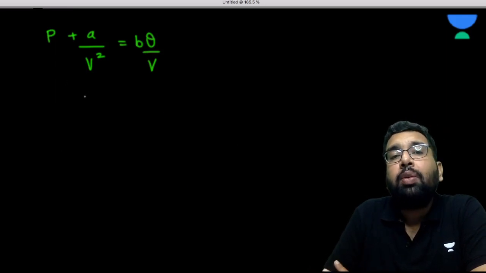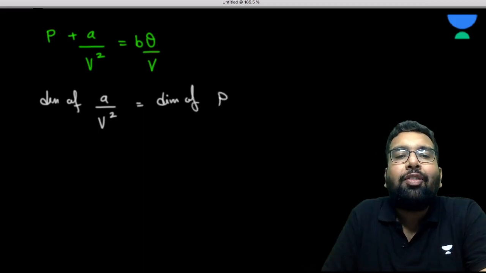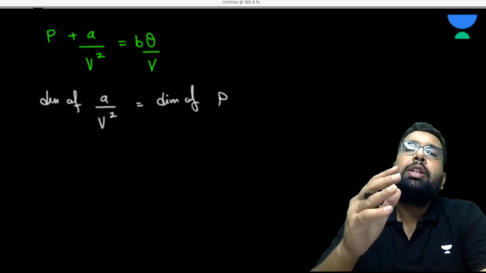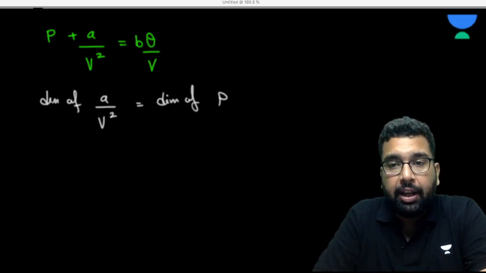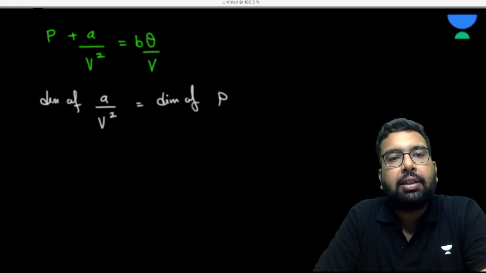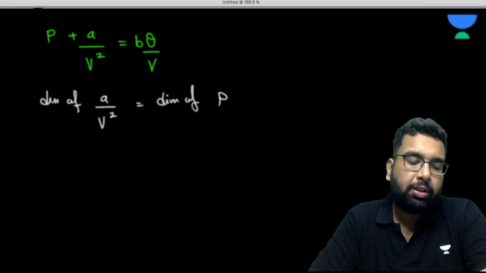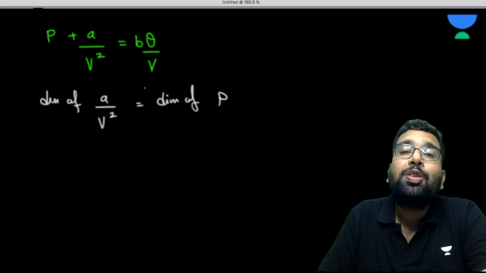See, one way you can do it is with the dimensions. If I say the dimension of A upon V square shall be equal to the dimension of P, do you agree to it or not? Why is this so, sir? Because two physical quantities can only be added if they have the same dimensions. So clearly the dimension of A upon V square is equal to the dimension of the pressure, that is P.